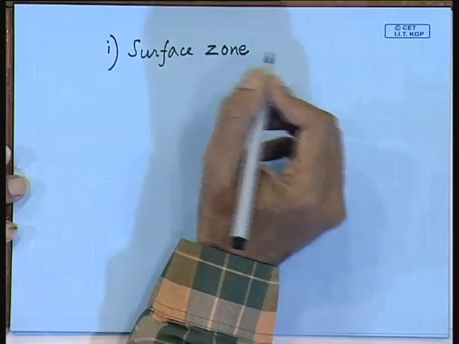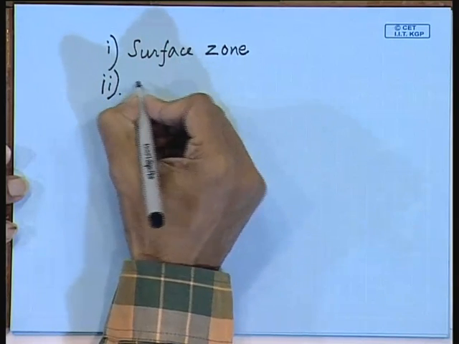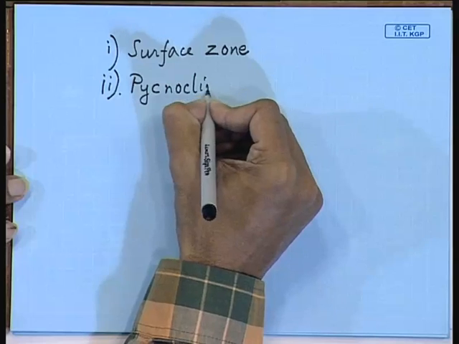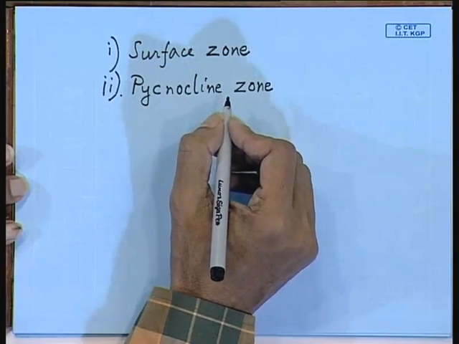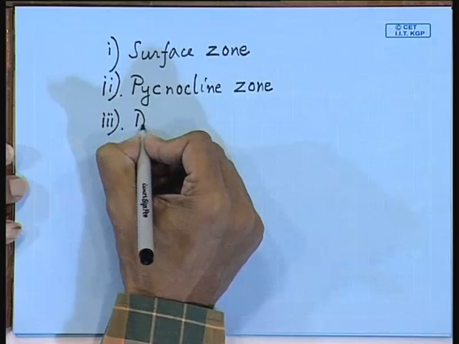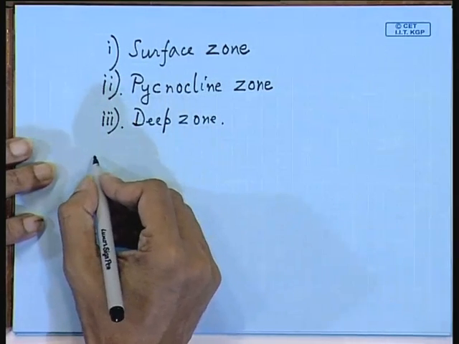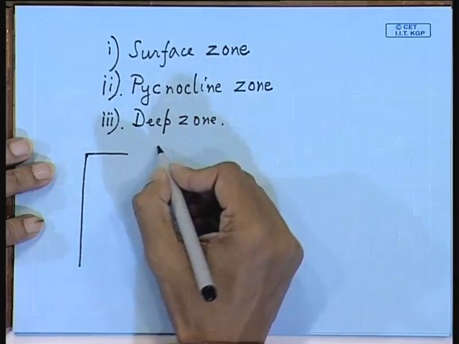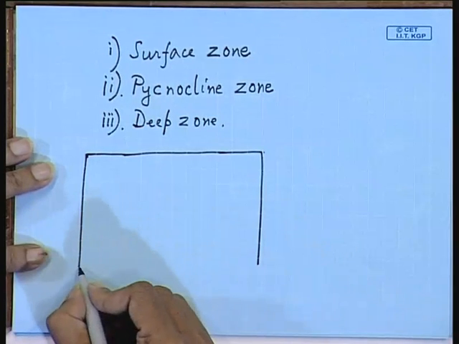So, the ocean waters are stratified into three layers. First layer is called surface zone, second layer is called pycnocline zone. Pycnocline is where you have maximum density variation, and the last one is called deep zone. Now, from this diagram you will be able to make out what are these three zones. So, this is what is happening in the open ocean.